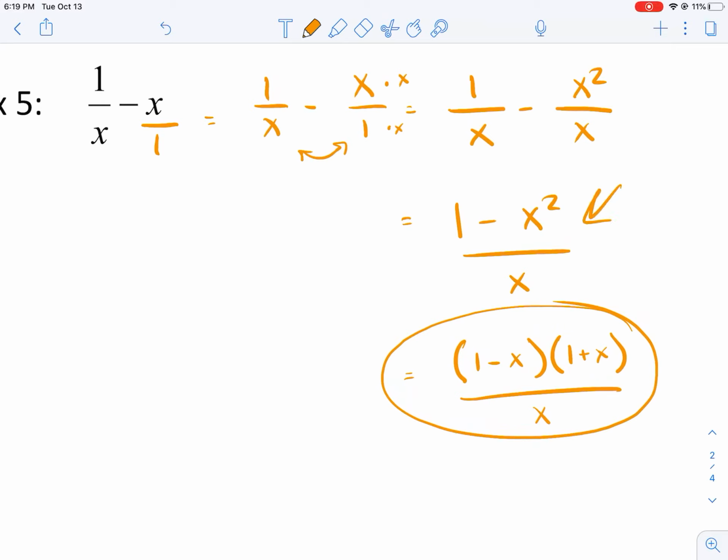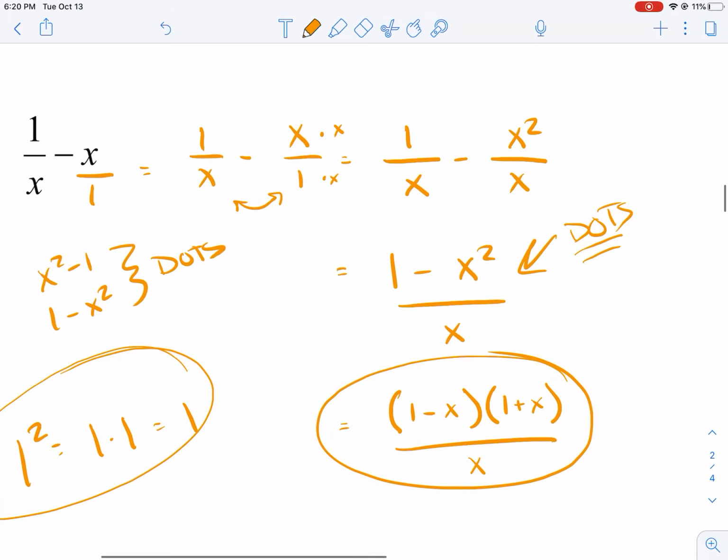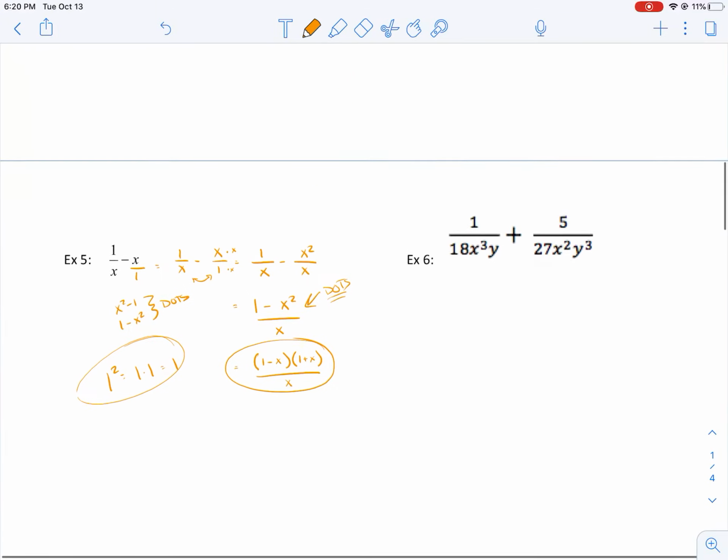Remember, this is a DOTS, difference of two squares. I know sometimes you don't recognize it when it's a 1, but you have to remember 1 is a perfect square. What's 1 squared? Well, it's just 1 times 1, which gives you 1. It's one of those things that students tend to forget. So just remember, when you see something like this, these are differences of two squares. Let's look at number 6.